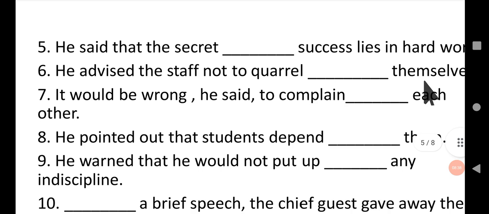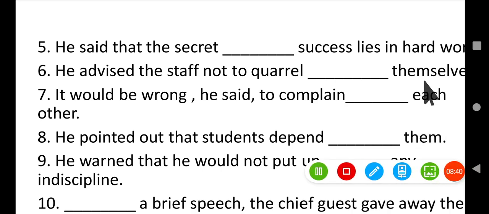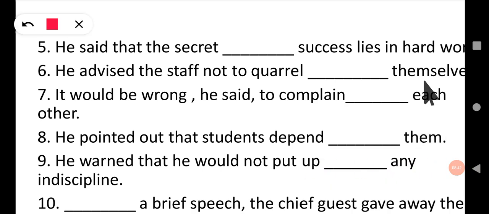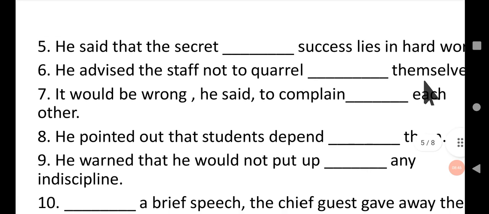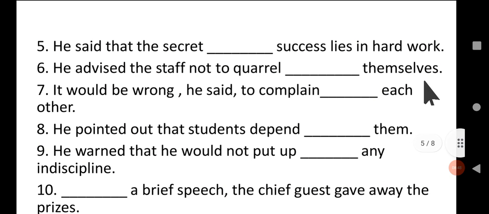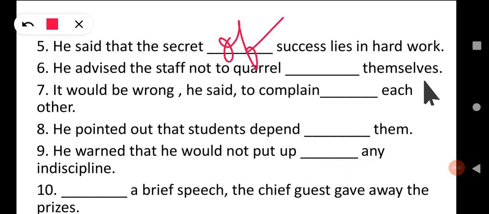Next one, he said that the secret dash success lies in hard work. The secret dash success, I think you already know this answer. What is the answer? Secret of success, secret of energy. This is the secret of my energy, right? So here of must be used.